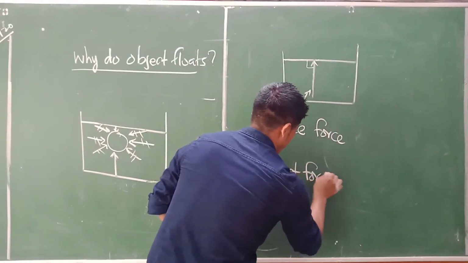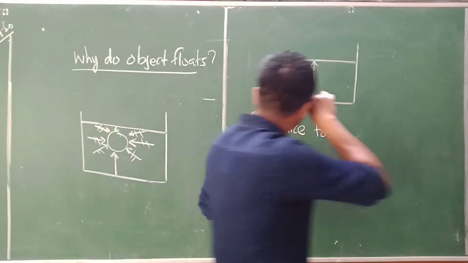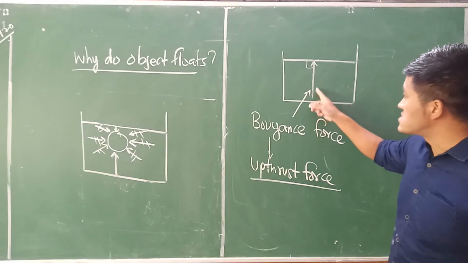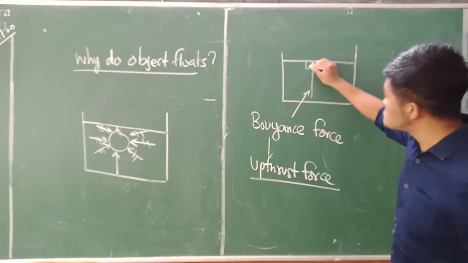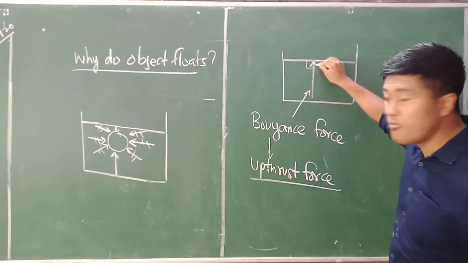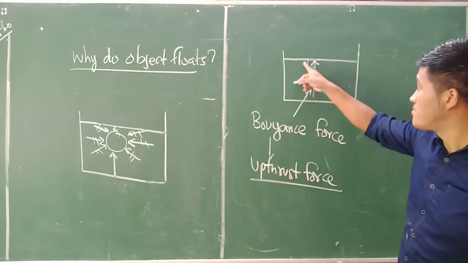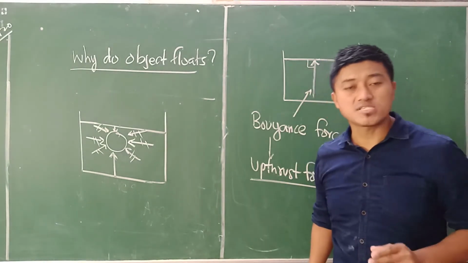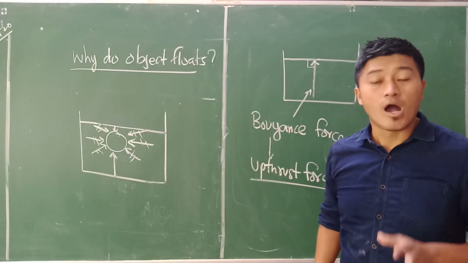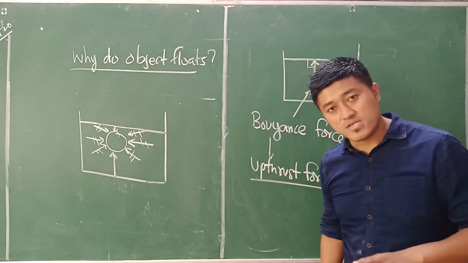Why we are calling this upthrust force is that this particular force is acting in a perpendicular direction to the surface, but this perpendicular direction is towards the upward direction. That is why we are calling this upthrust. Thrust means perpendicular. That is why buoyant force is also referred to as upthrust force. Is that clear? I hope you have understood something about thrust, force, and all of this, right?